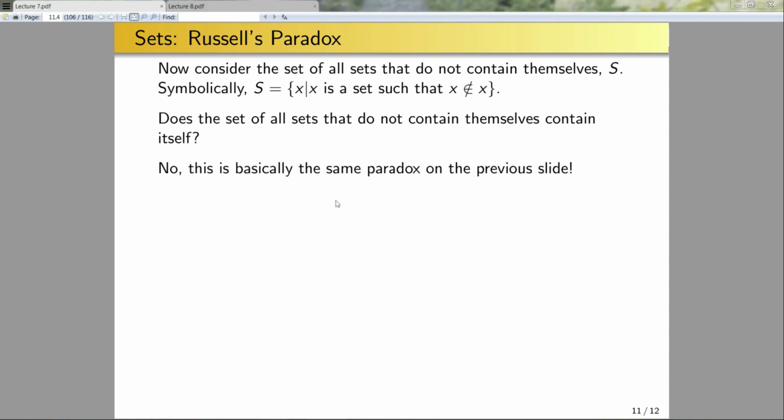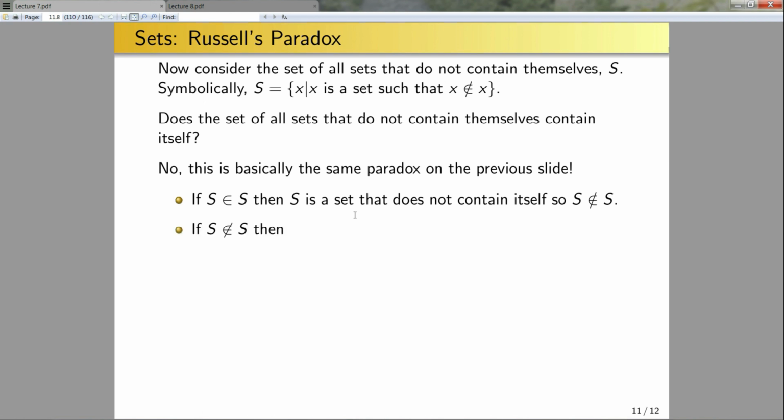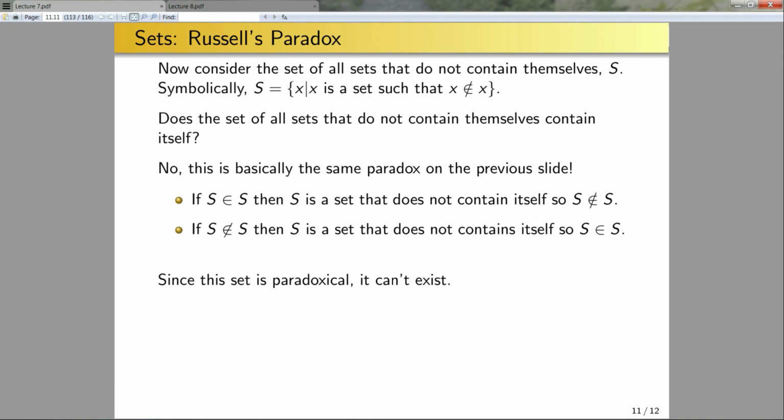So the answer is no. This is basically the same paradox as on the previous slide. Let's examine them. If S contains S, what does that mean? Well, if S contains S, then it's not a set such that X doesn't contain X. This means that S is not in the set S. So this is a contradiction. Now further, if S doesn't contain S, then S is a set such that S doesn't contain S. So by the definition of S, it is a set in S. So again, another contradiction. Thus, this set is paradoxical and it can't exist.